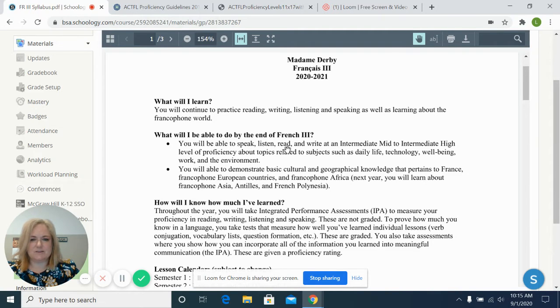By the end of French 3, students will be able to speak, listen, read, and write at an intermediate mid to intermediate high level of proficiency. And the topics that they'll be able to communicate regarding are daily life, technology, well-being, work, and the environment, in addition to all of those topics that we learned in French 1 and 2. And of course, we'll also be learning culture. This year, we'll expand our knowledge of the Francophone world to Francophone Africa.